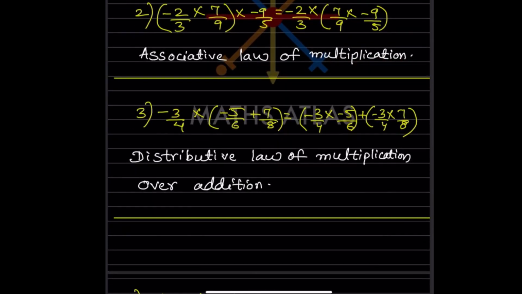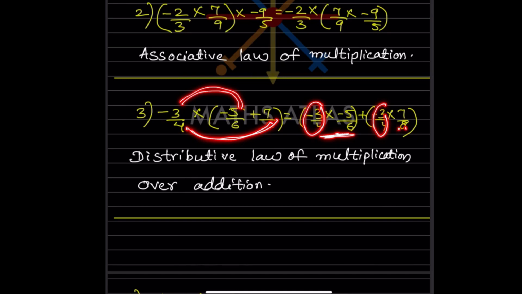Now here, what happens? We multiply this into this into this. So what do we get here? When you multiply this into this, we get minus 3 by 4 into 5 by 6, minus 5 by 6. When you multiply this into this, what do you get? Minus 3 by 4 into 7 by 8, because you can see this 3 by 4 is repeating.